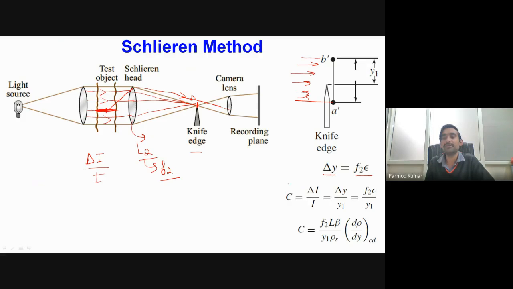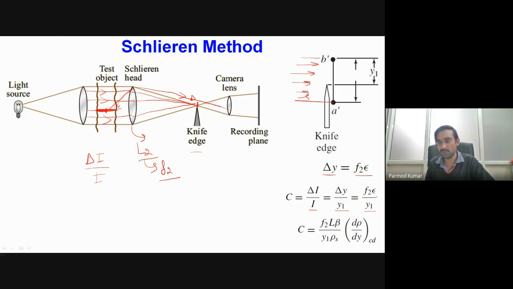Now if I try to find out how much contrast we have in our image, that will be nothing but delta I, the change in intensity, relative to the original intensity. The original intensity is something which is going through this linear distance y1, and delta y is the displacement corresponding to the deflection epsilon. Because of that, the change in intensity will be proportional to our delta y, and the original intensity will be proportional to y1. So this delta I over I I can now write as nothing but f2 times epsilon divided by y1.